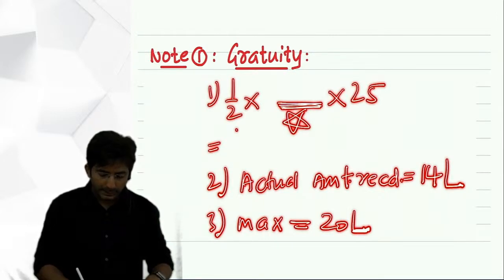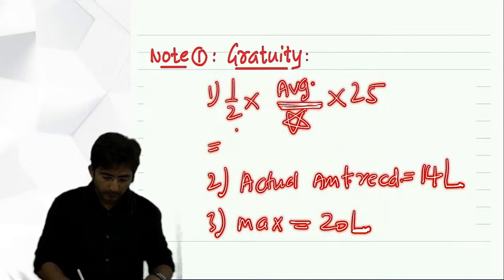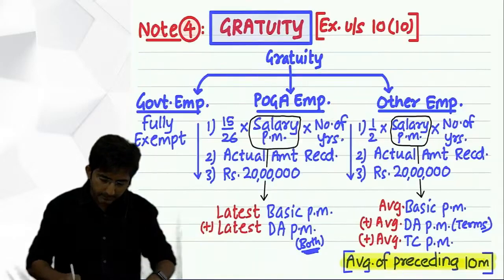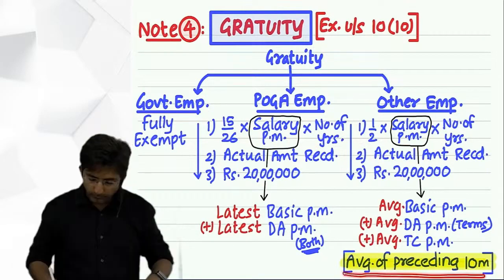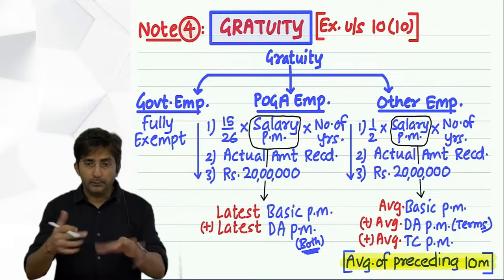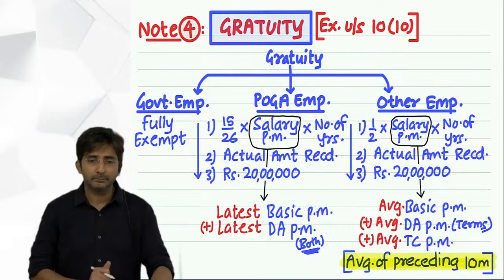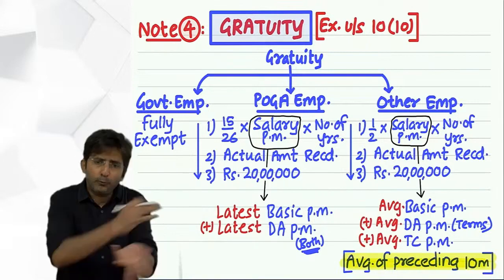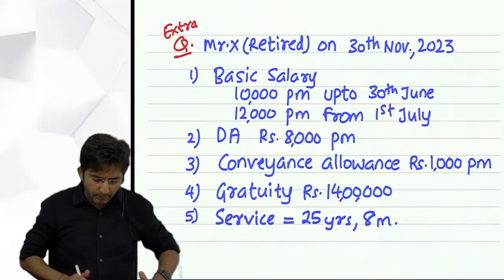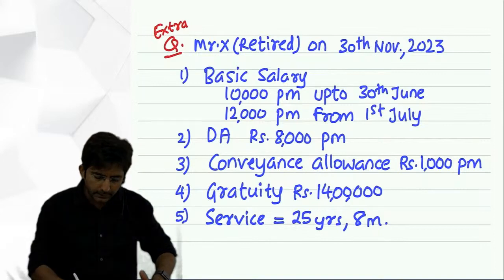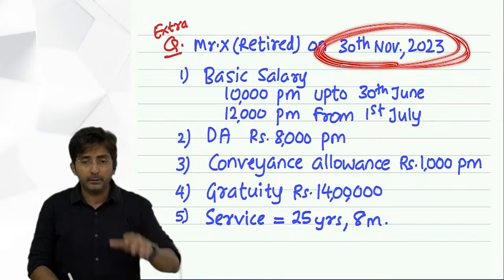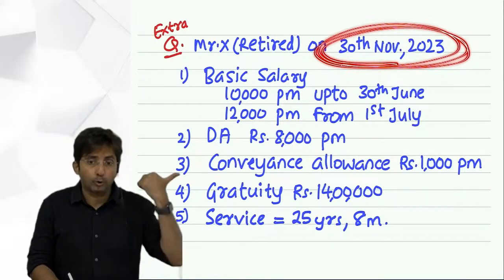So see, for this you will have to calculate what? Average salary. Now see, for average what did I say? Read this. Average of preceding. What do you mean by preceding? Ignore the month of retirement. Preceding means before that. So when did he retire in our question? In our question he has retired on 30th November. See here. So now whether it is 30th November or 1st November, November, ignore it. Preceding will be starting from October.